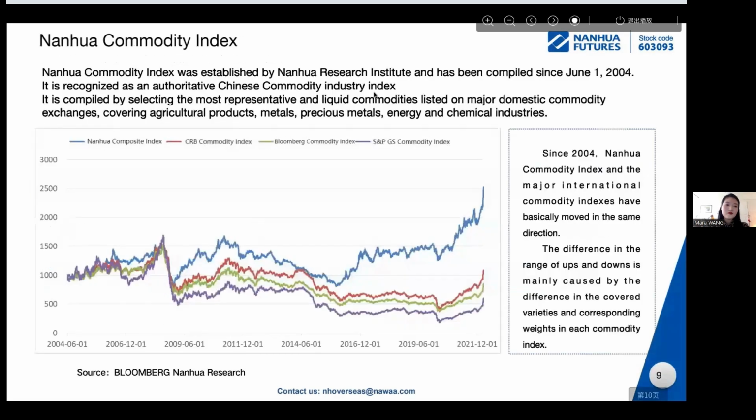The last thing I would like to mention is our Nanhua Commodities Index. As many of our friends who are familiar with the Chinese market know, our Nanhua Commodity Index is a benchmark for investors who care about the Chinese commodities industry. So when you trade, you might always need to check the Nanhua Commodities Index.